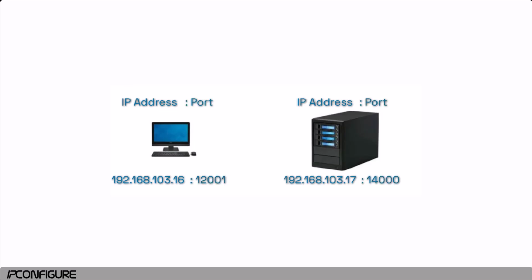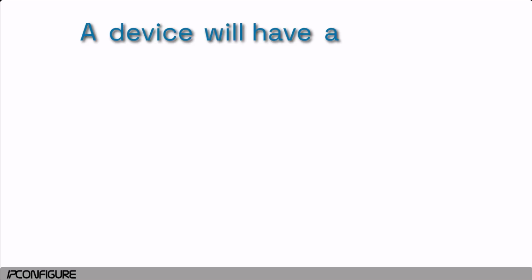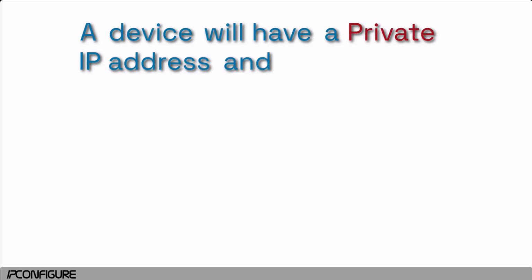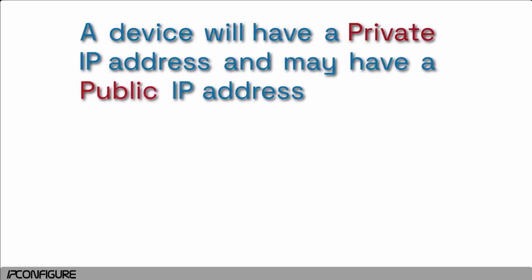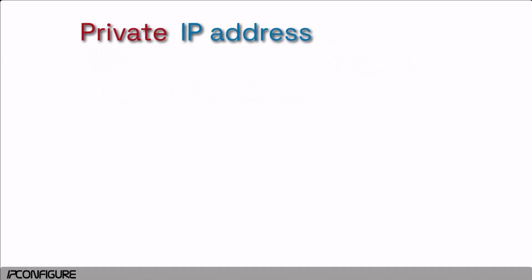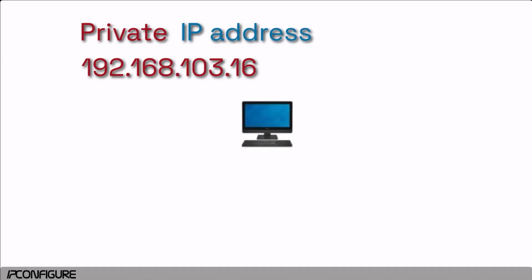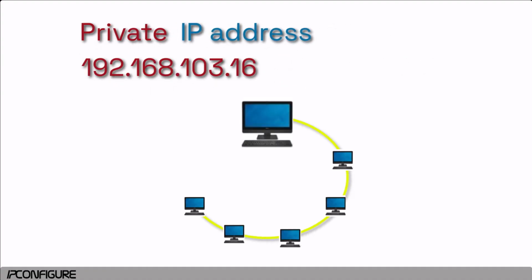Let's focus on the IP address for a second. A device will have a private IP address, and it may also have a public IP address that it shares with other devices. A private IP address allows the device to communicate with other devices on the same network. A public IP address is a little more complicated.